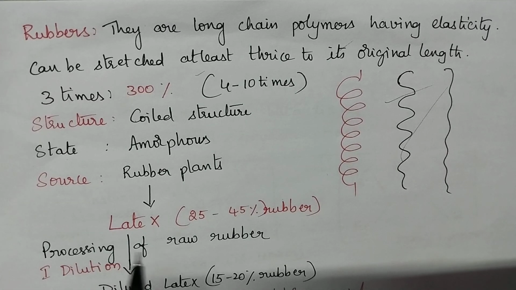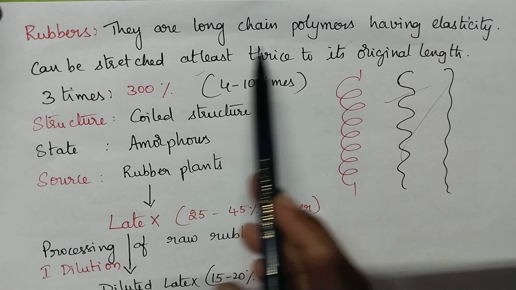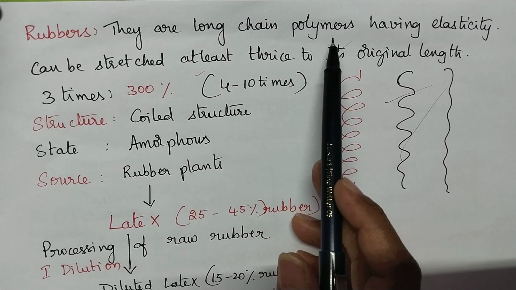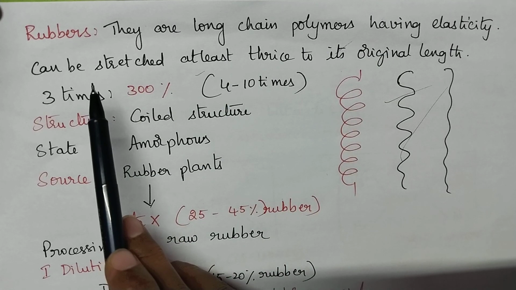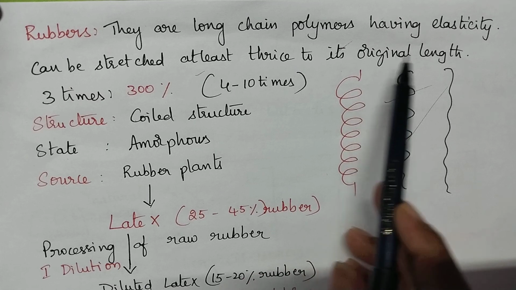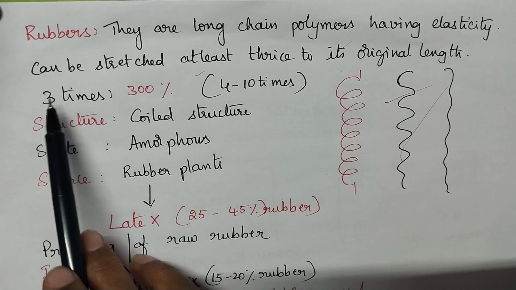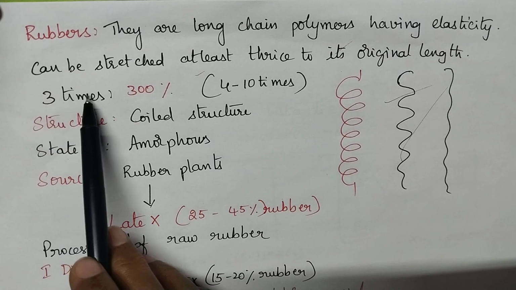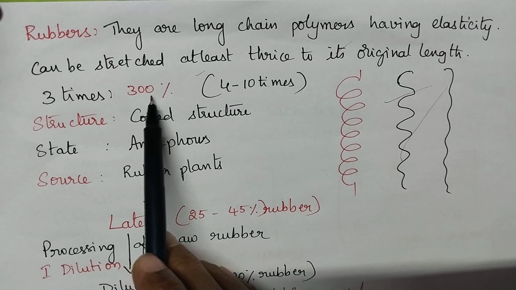Next, we will discuss about the rubbers. Rubbers are long chain polymers and they exhibit elasticity. Elasticity means they can be stretched at least thrice to its original length. So that means the polymers which can be stretched at least 3 times to its original length are called rubbers. That means we can increase its length by 300%.